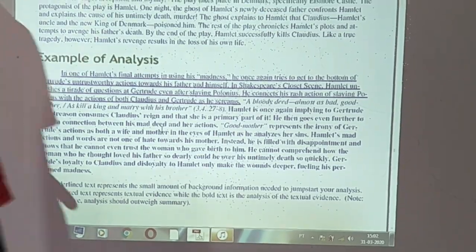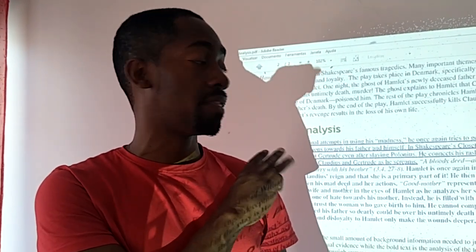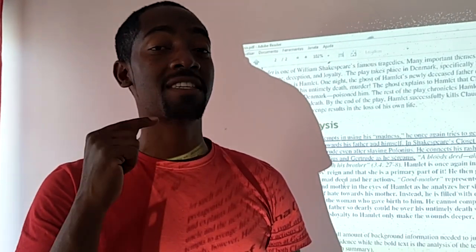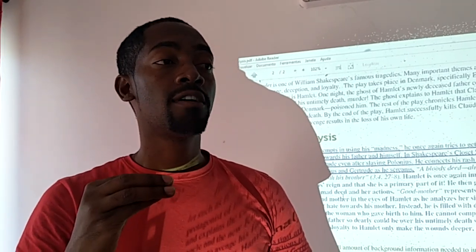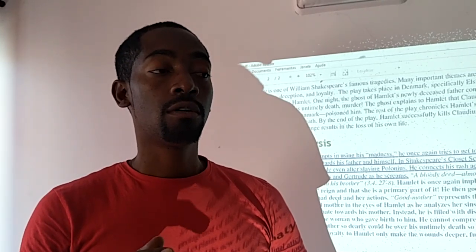So, again, I am going to repeat this. When you're writing your analysis, there are three major things that were mentioned here. One is the theme. Choose a specific theme and focus on the theme to do your analysis. Second, you can talk about figures of language. You can talk about figures of language, symbolism, metaphor, those things.